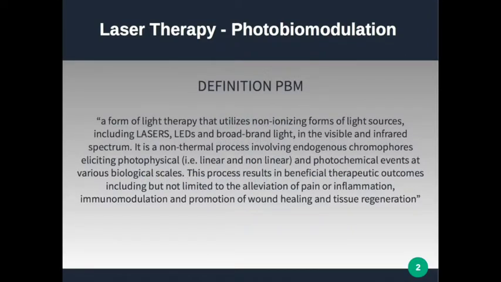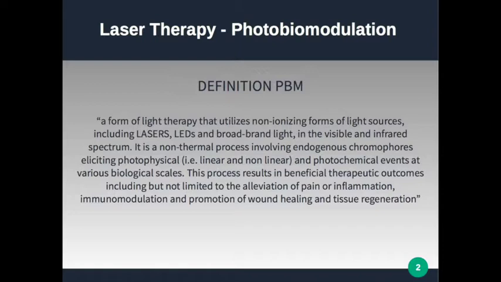The official definition of photobiomodulation is a form of light therapy that utilizes non-ionizing forms of light source, including lasers, LED, and broadband light, in the visible and infrared spectrum. Traditionally, the red light and near-infrared are the wavelengths most commonly used. Also, the definition of photobiomodulation refers to a non-thermal process, and it is important. If some high power, usually class 4, provide heat during the treatment, it is a nice side effect, but it is not related to the true therapeutic effect of laser therapy.